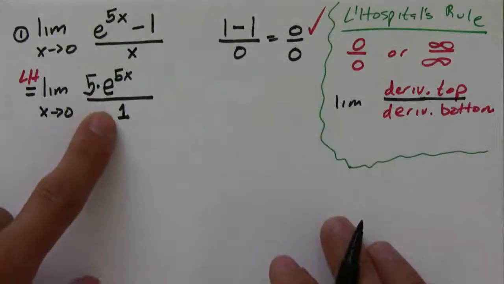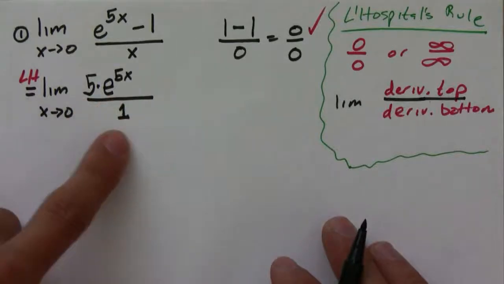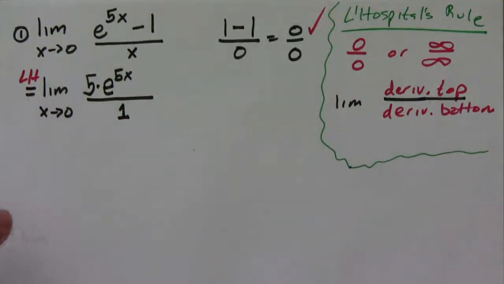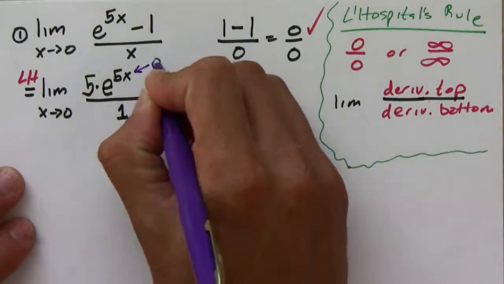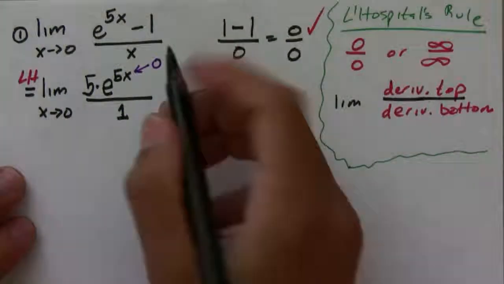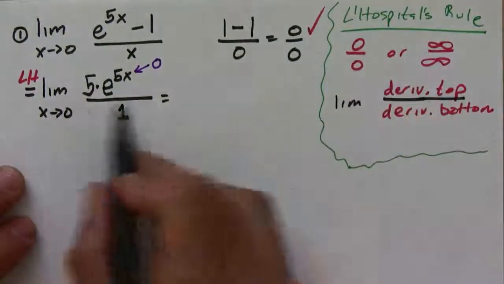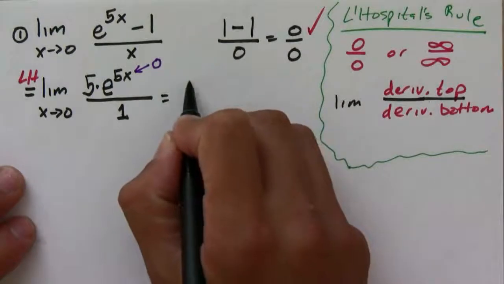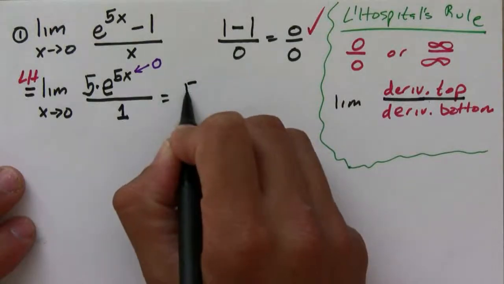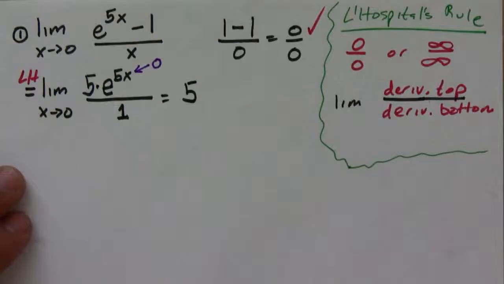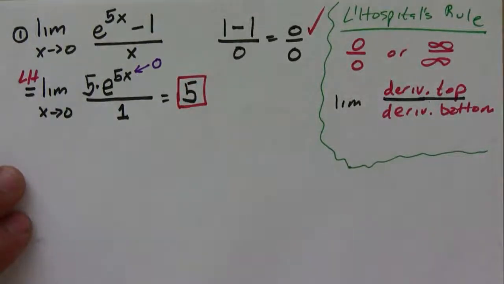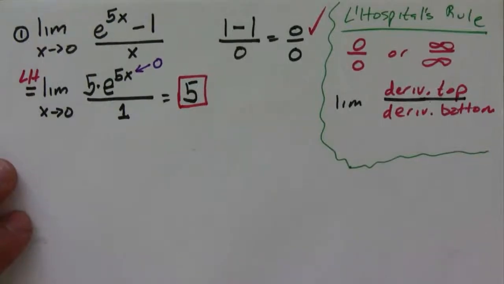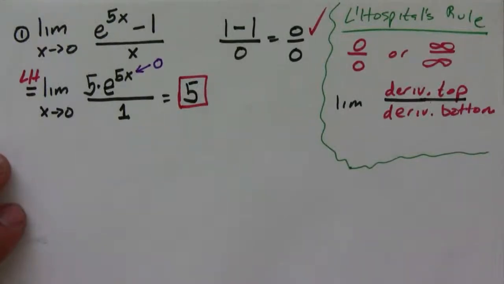Now notice I didn't use the quotient rule. You just get the derivative of the top and the derivative of the bottom. And then you try to plug in the value, so in this case, 0. And what we get is that this limit is actually equal to 5. And that's it. So very simple little trick.